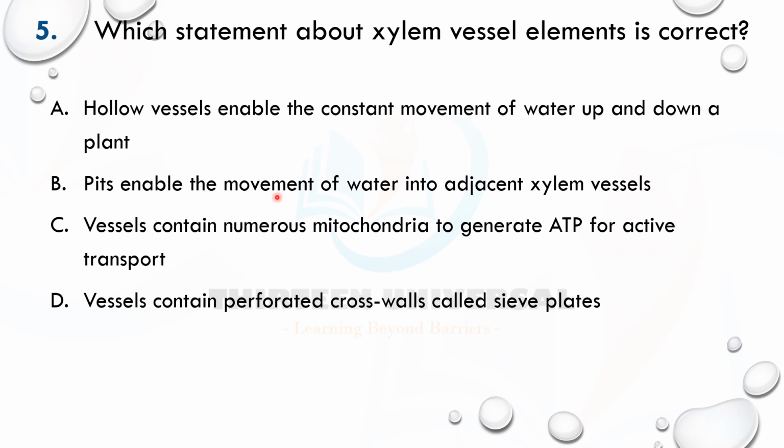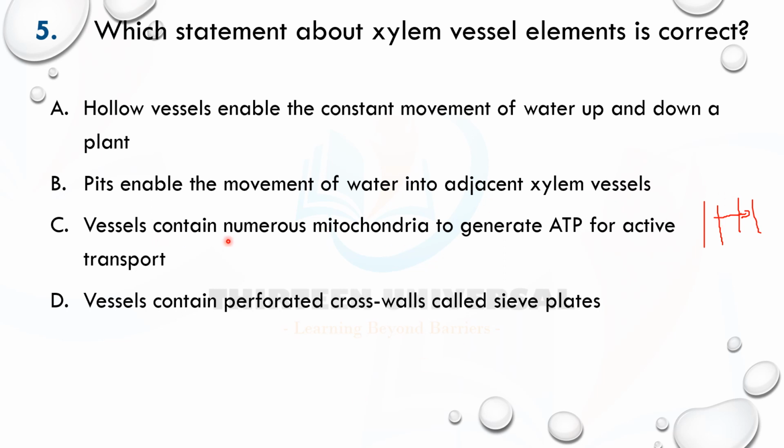B says pits enable the movement of water into adjacent cells. Yes, a pit is the unlignified part of the xylem, so it allows lateral movement between two xylem vessels or to neighboring cells. If this is xylem and this is another xylem, because the pit is an unlignified part, water can move laterally from this one to this one. So B looks correct.